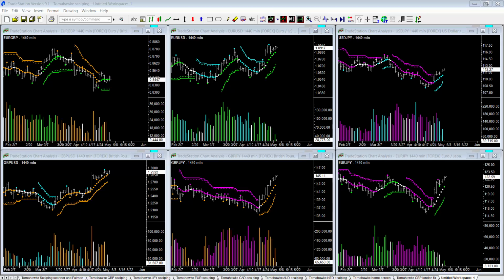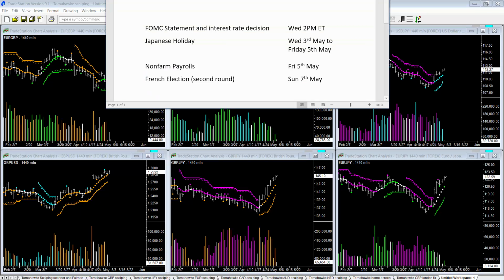So what's causing this? And the answer is simply that there are some major risk events ahead. The market is waiting for these to happen. And what are they? It's the FOMC statement and interest rate decision today, 2 p.m.